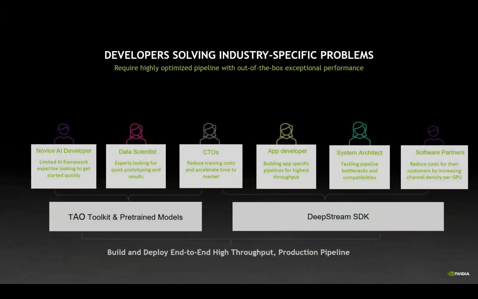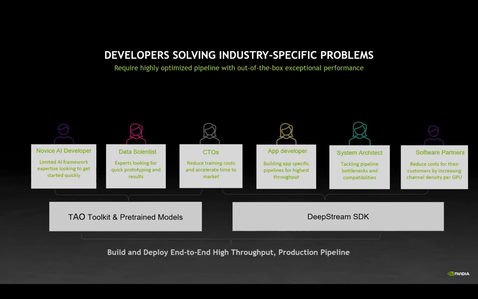So this is a usual developer solving industry-specific problems. They break down into different roles and responsibilities. Model training is usually done by AI developers or data scientists, who research how to get highly accurate AI models, trying out different models and fine-tuning the hyperparameters to get high accuracy, and we have all these tools to help data scientists with research on the model side.